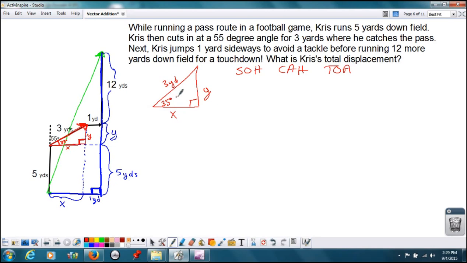So here's my angle. Let's find y first. Y is opposite, and then what I know is the hypotenuse. So I come over here, opposite hypotenuse, I'm going to use the sine function. So the sine of 35 degrees is equal to the opposite, y, over the hypotenuse, 3. Multiply both sides by 3. 3 times the sine of 35 is 1.72.